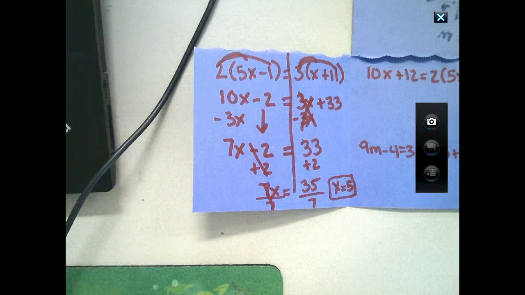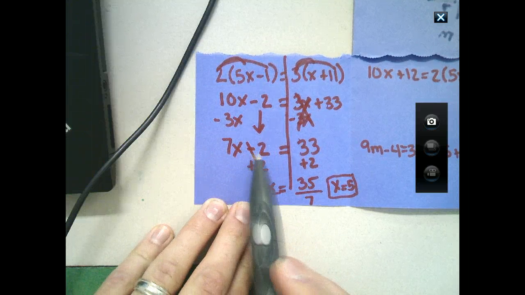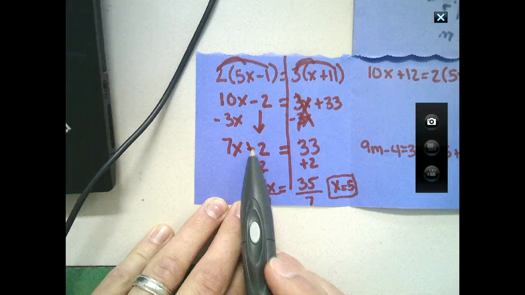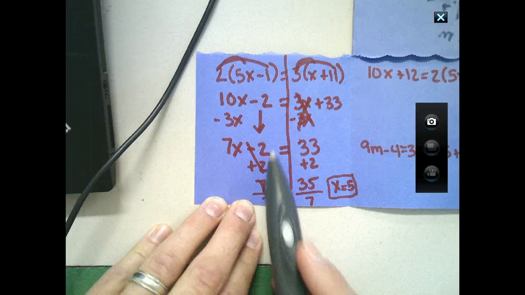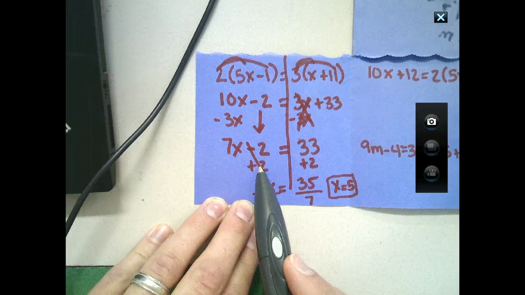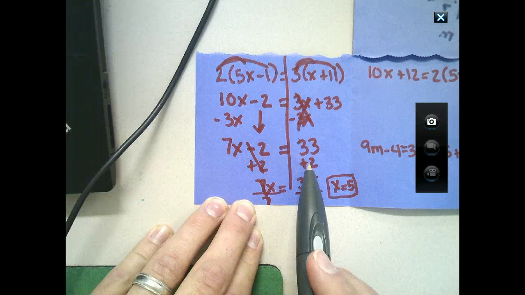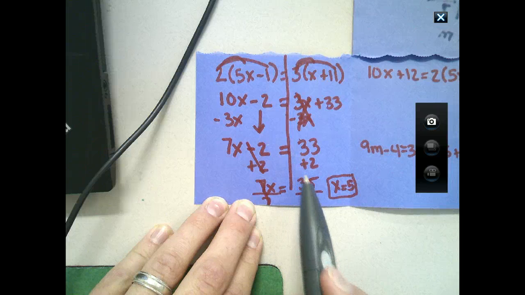I've got to get x by itself. So I begin with everything around it. I have a negative 2. Again, I pay attention to the sign in front of it. Negative 2, in that case, I've got to do the inverse: plus 2. And if I add 2 on this side, I add 2 on this side. So that leaves me 7x equals 35.